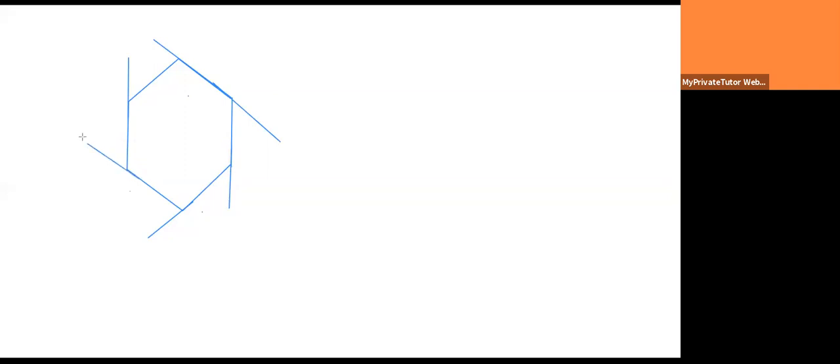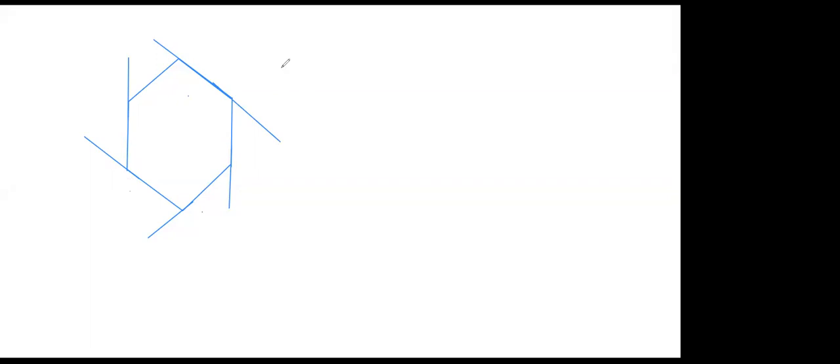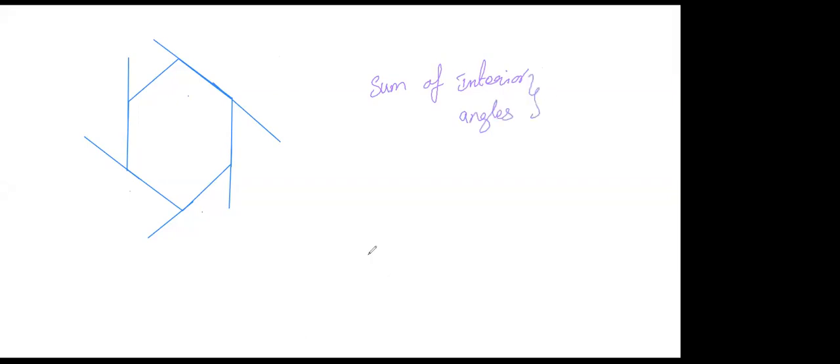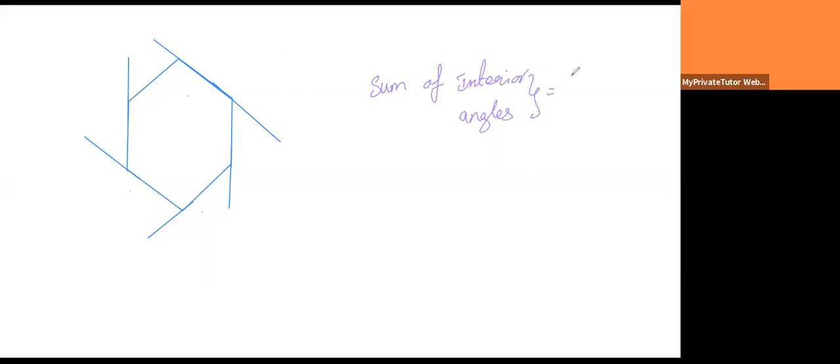Something like this. Okay, so I hope you guys know what exterior angles are now. How many sides does this have? This has 6 sides. So can you please tell me what is the sum of interior angles? N minus 2 into 180. Yeah, exactly. So 6 minus 2 into 180. 6 minus 2 is 4, and 4 times 180 would be 720.